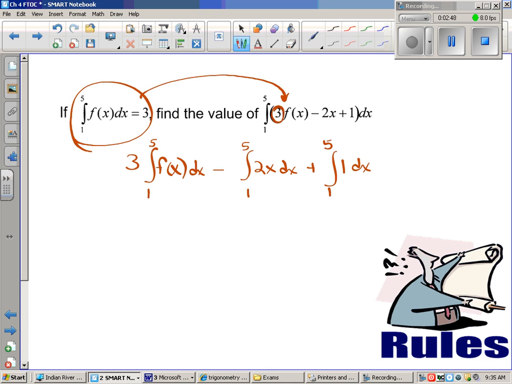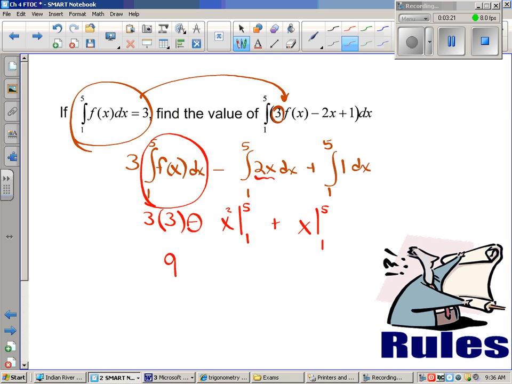So to evaluate this first part here, we have to use what they gave us, in that this equals 3. And so this would be 3 times 3. However, the following parts we would evaluate based on their own integral. In other words, I'm going to actually find the integral of 2x. And of course, how would I do that? That's x squared, evaluated from 1 to 5. And then the next one would be x, evaluated from 1 to 5. You'll notice that this minus sign is going to make a little issue when we finish here, so just make sure you're aware that that is a subtraction sign in our problem.